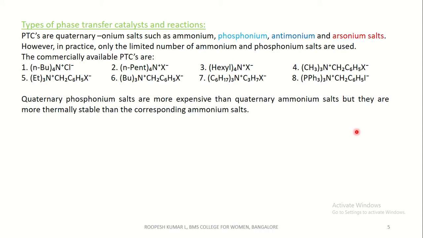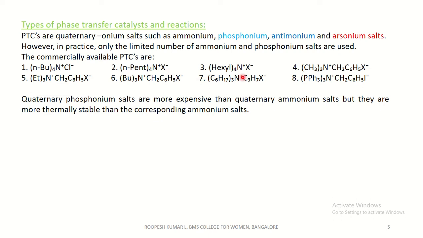Types of phase transfer catalyst and reactions. PTCs are quaternary salts, as I said before, such as ammonium, phosphonium, antimonium, and arsonium salts. However, in practice, only a limited number of ammonium and phosphonium salts are used. There are many commercially available PTCs, that is, phase transfer catalysts. One such is tetra n-butyl ammonium chloride, tetra n-pentyl ammonium halide. Here the halide may be chloride, bromide, or iodide.